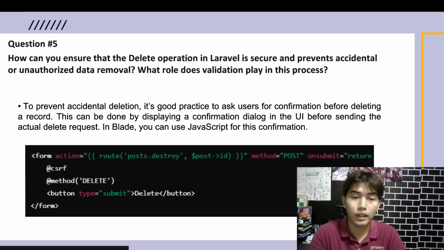To prevent accidental deletion, it's good practice to ask users for confirmation before deleting a record. This can be done by displaying a confirmation dialog in the UI before sending the actual delete request. In Blade, you can use JavaScript for this confirmation.